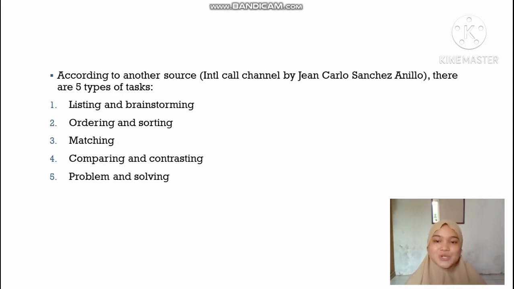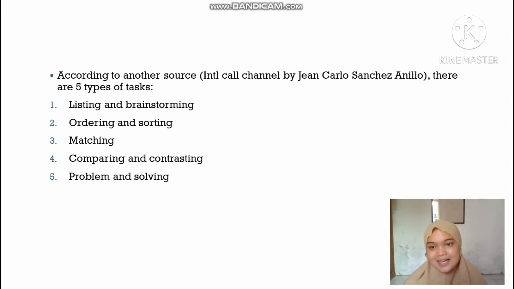Next, ordering and sorting. This task can be sequencing, classifying, or ranking. And one example of this task is sequencing random pictures. Next, matching. In this task, you can match captions, text, or recorded extracts to pictures.